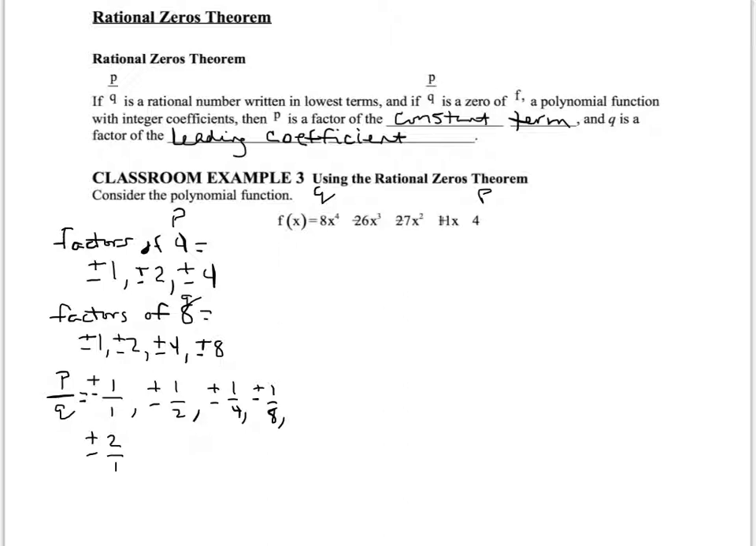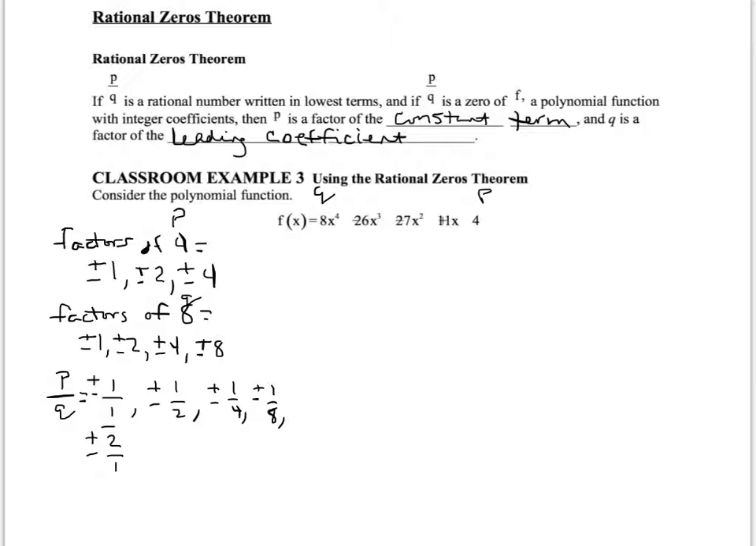Now when I move down my list, 2 over 2 reduces down to be the whole number 1, and I've already accounted for that in my list of possible factors using p divided by q, so I don't write it down again. If I keep moving down the list, 2 over 4 is 1/2. That's already in my list. 2 over 8 is 1/4, and that one's already in my list.